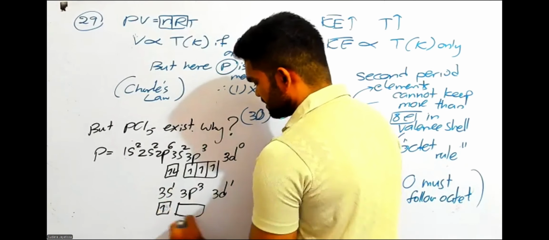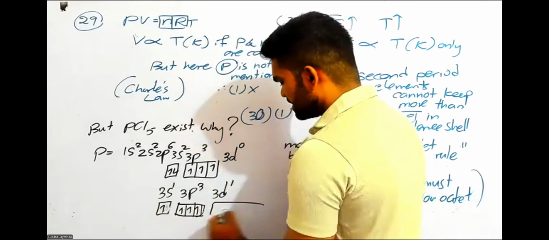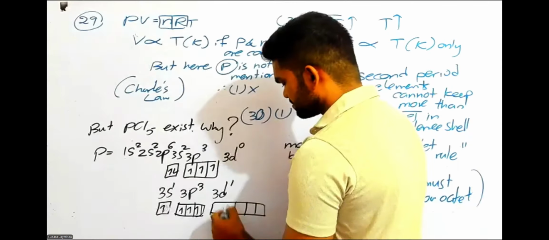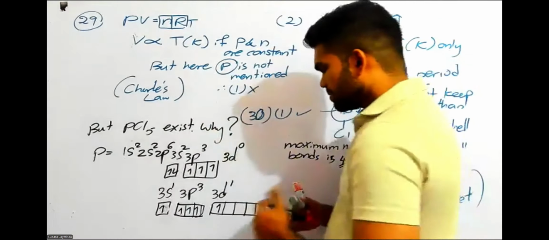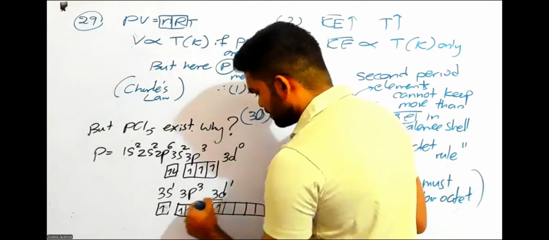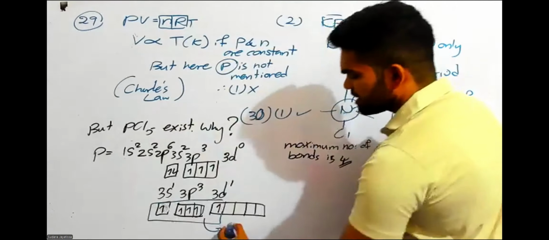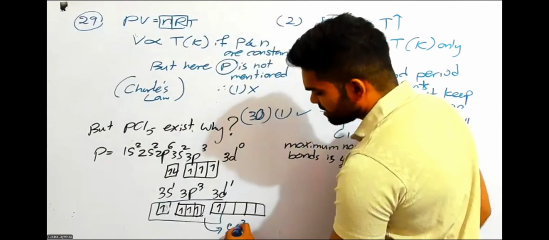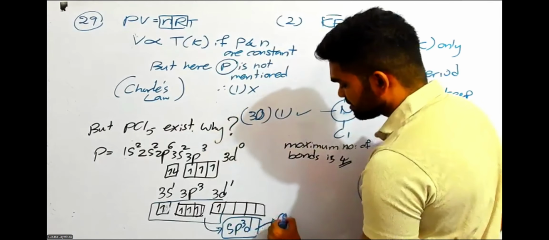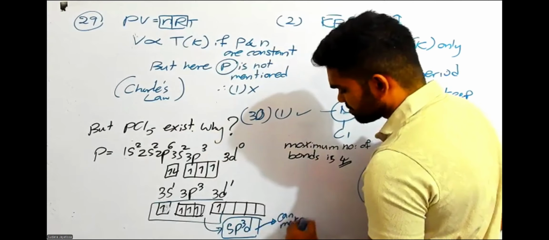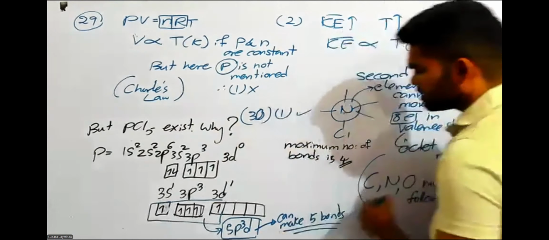Now check. In 3p3 you have 1 electron in each orbital, and from the 3d 5 orbitals, in the first one you have 1 electron. So now you have 5 unpaired electrons. So these orbitals will hybridize to form sp3d hybridization, and therefore it can make 5 bonds. So now you can see why nitrogen couldn't do this one.